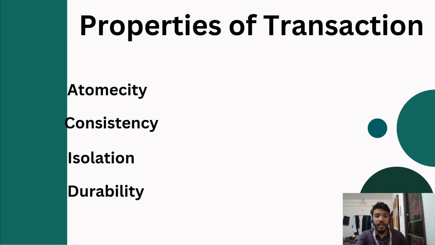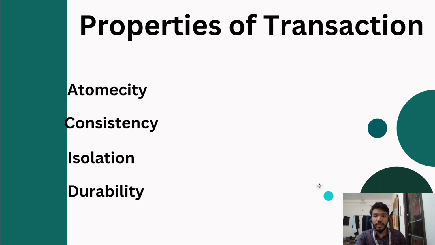The second is consistency. The database must remain in a consistent state after any transaction. No transaction should have any adverse effect on the data residing in the database. The third is isolation. In a database system where more than one transaction is being executed simultaneously and in parallel, the property of isolation states that each transaction will be carried out and executed as if it is the only transaction. The last one is durability. The database should be durable enough to hold all its latest updates even if the system fails or restarts.